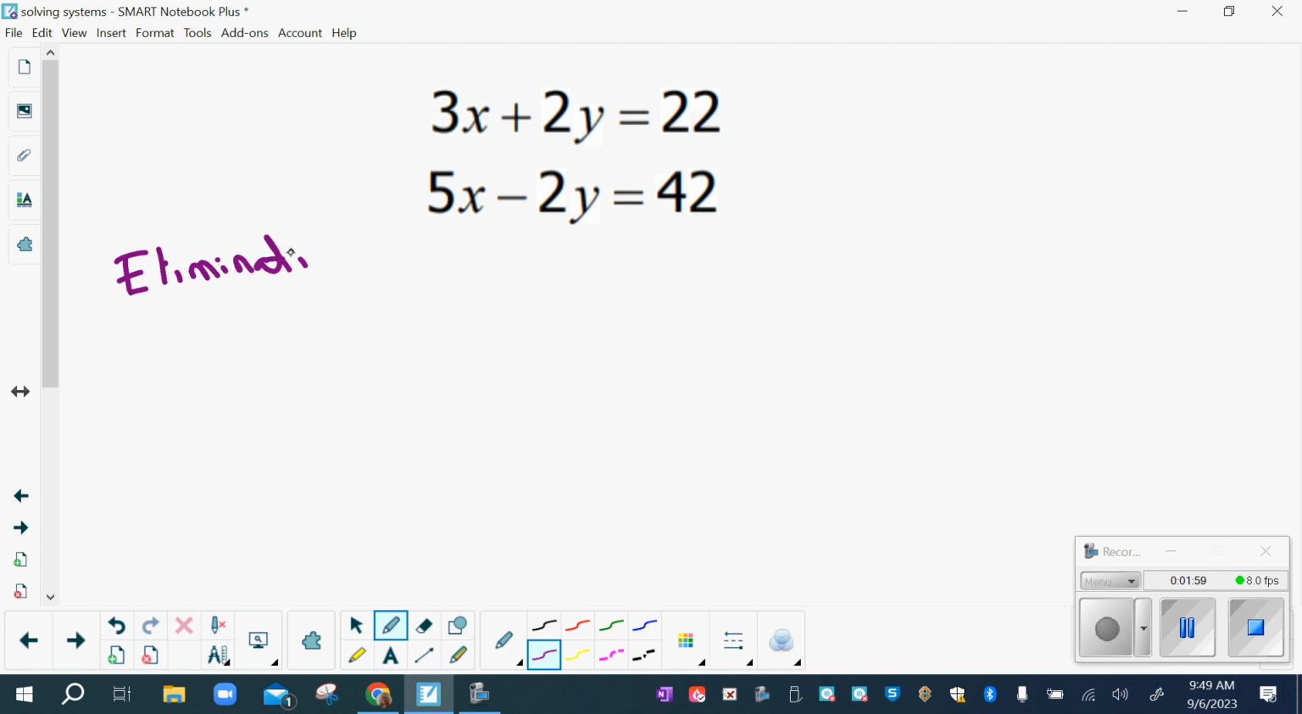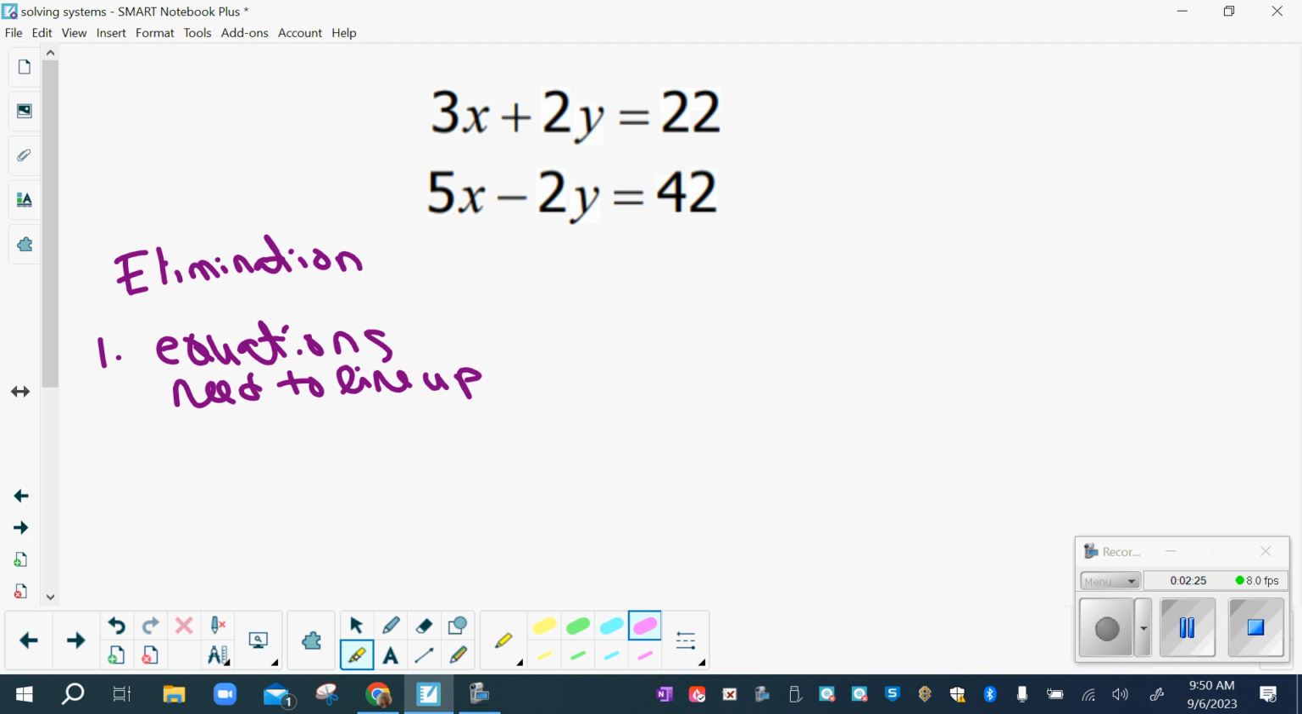Now, I teach it this way, that there are 3 things that have to happen for you to do elimination. Some of you are going to be like, can I do 2 of those steps in one? You can, but here's how I do it. The first thing that has to happen is our equations need to line up. I mean the x's have to be in line with the x's, and the y's have to be in line with the y's.